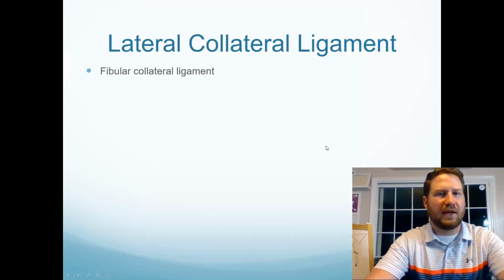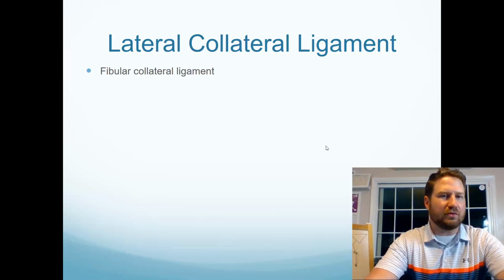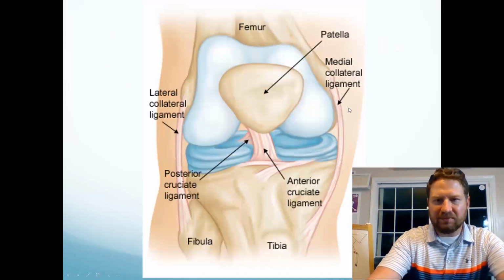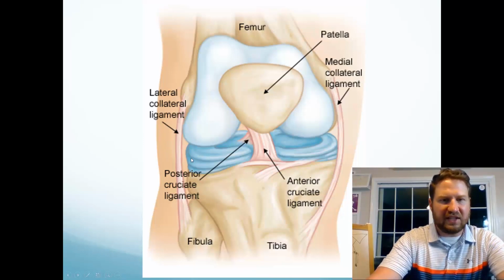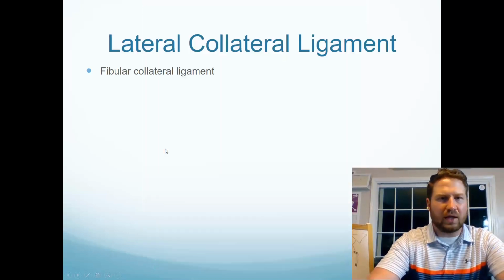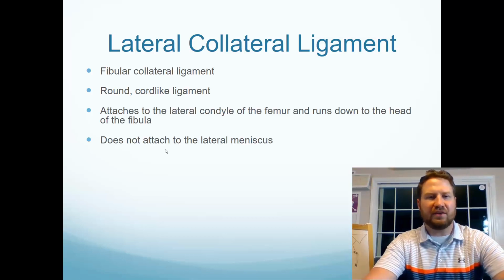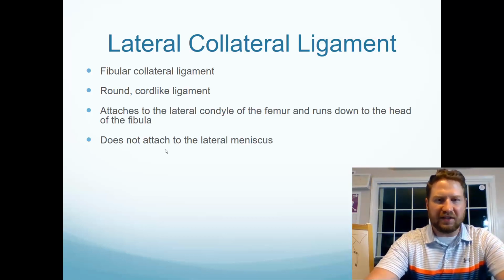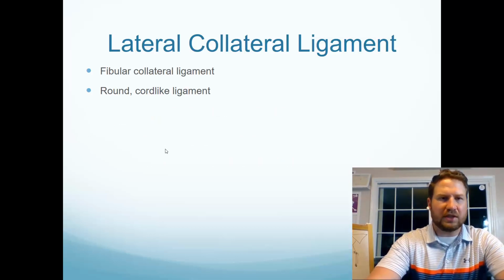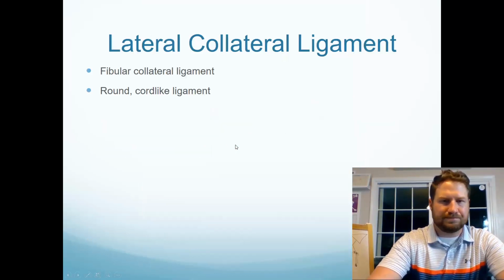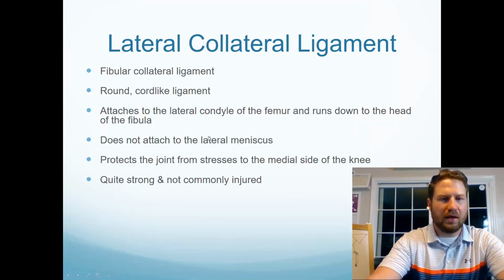Nice to meet you. Our lateral collateral ligament is also known as our fibular collateral ligament because it attaches to the fibula. Round and cord-like. Okay. Other one, MCL, broad flat. LCL, round, cord-like. Okay. Attaches to the lateral condyle of the femur and runs down to the head of the fibula. It does not attach to the lateral meniscus. Unlike our MCL, that attaches to the medial condyle of the femur. Okay. Protects the joint from stresses to the medial side of the knee.